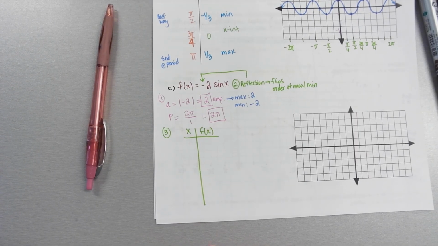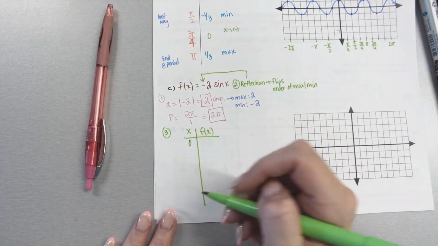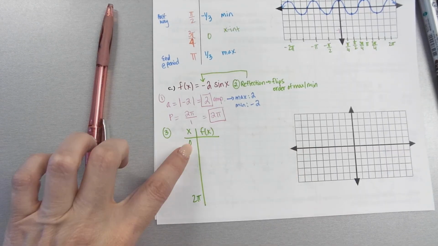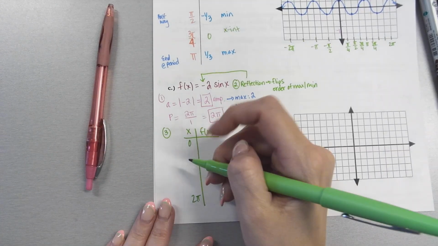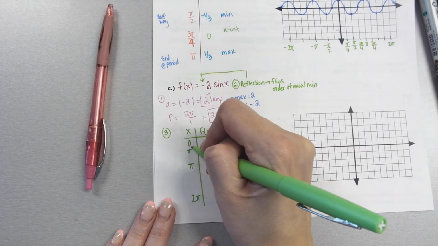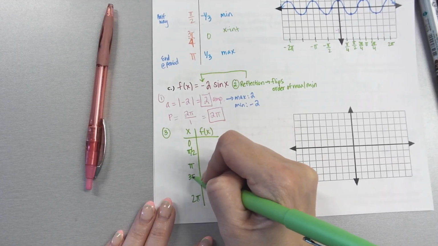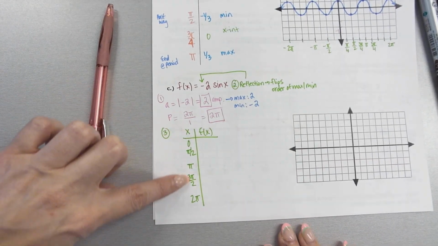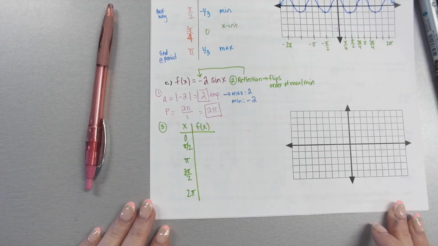So we're always starting at 0. We're always ending at the period. So we start at 0, we end at the period. Halfway is pi. Half of pi is pi over 2. And then we have 3 pi over 2. This is our standard scale whenever you have 2 pi.